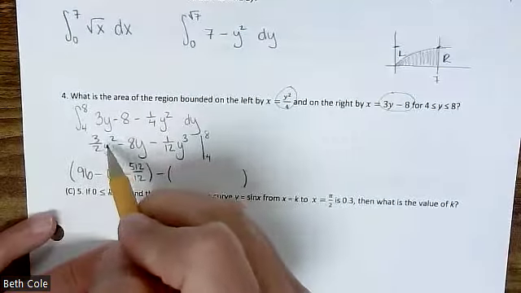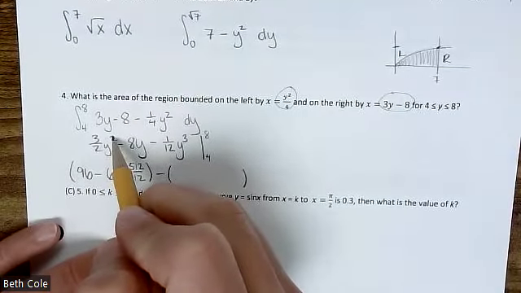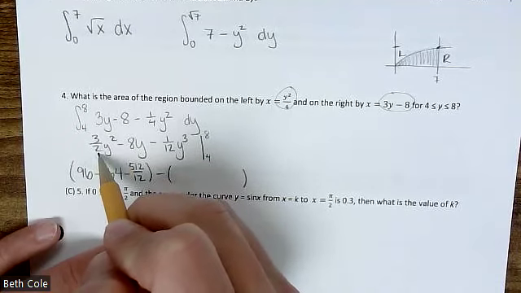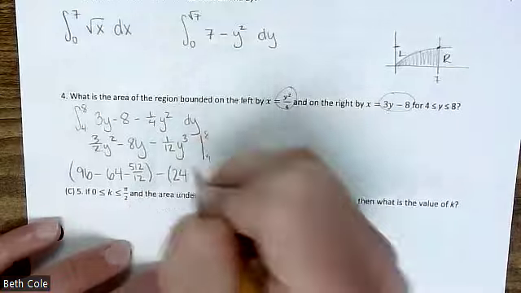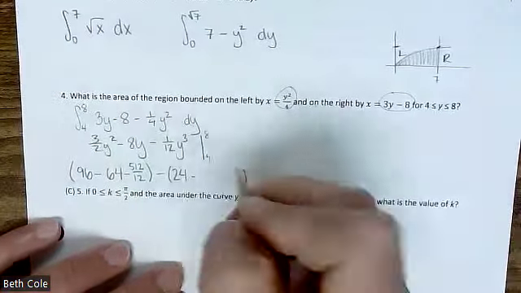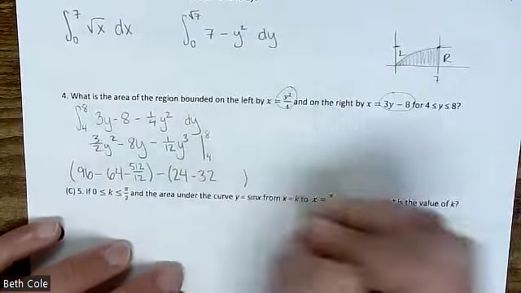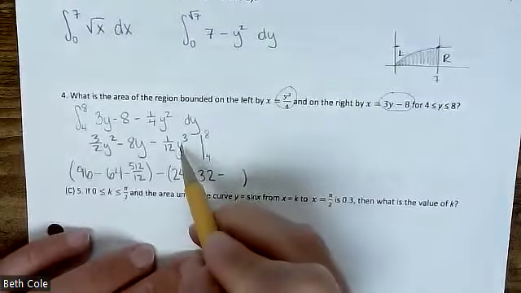Now we're going to plug in 4. 4 squared. 16 divided by 2 is 8 times 3, 24. Minus 8 times 4 is 32. Minus, all right, 4 cubed.